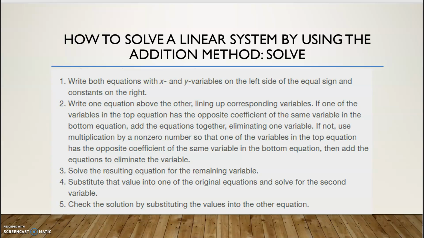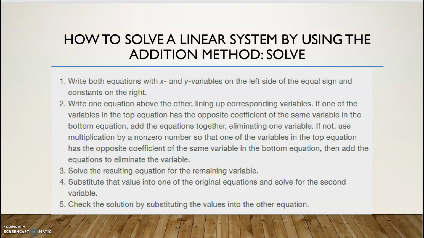Okay, now let's talk about using the addition method to solve linear systems here. So what we're going to do is either pick the y or the x variables, and we're going to try to get them to the exact same number and then subtract the two equations from each other. Okay, and what we need to do is get the x and the y variables on the left side of the equal sign and the constants on the right side.